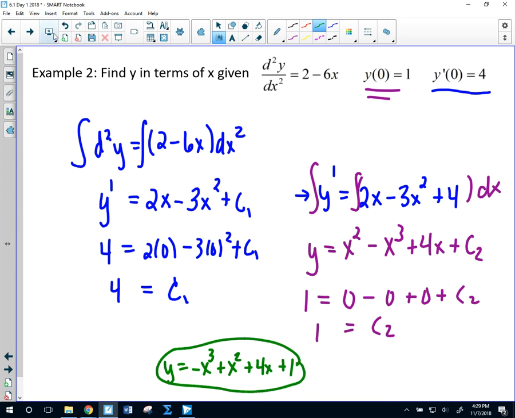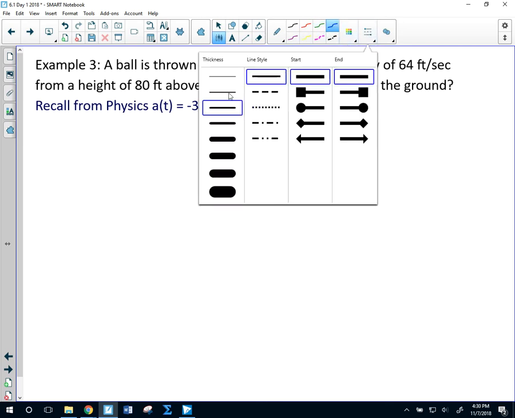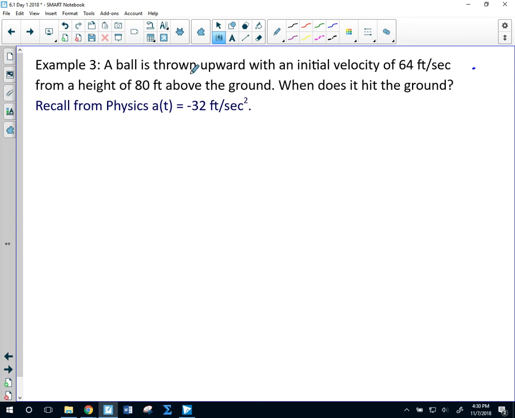All right, I hope this is making sense. We have one more to do. Well, kind of two more, but I think I might stop after the next one and see if you can do the last one on your own. All right, so this one is actually kind of a physics problem. So some of you might already know how to do this just purely because you've seen these types of problems in physics. Let's see how it goes.